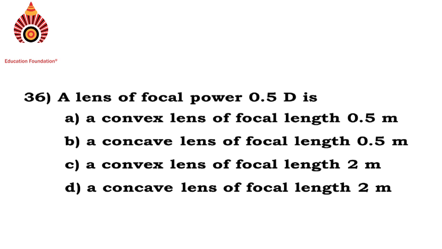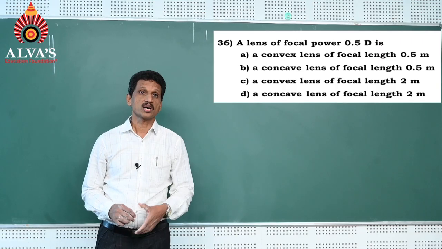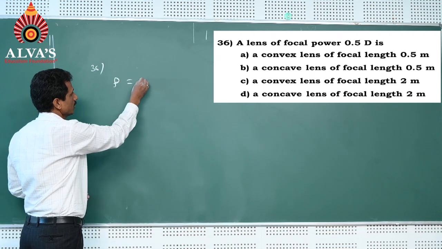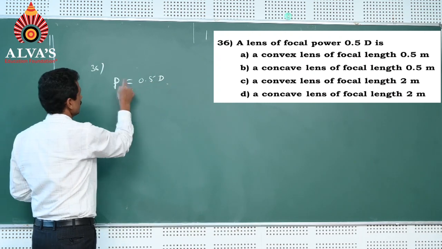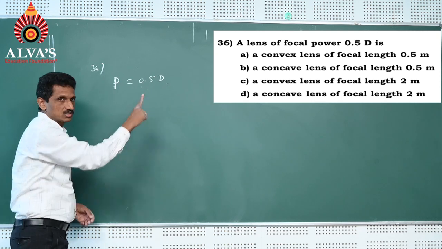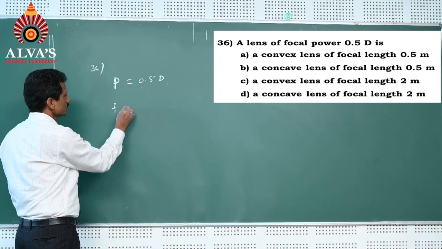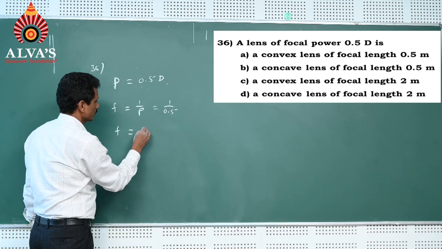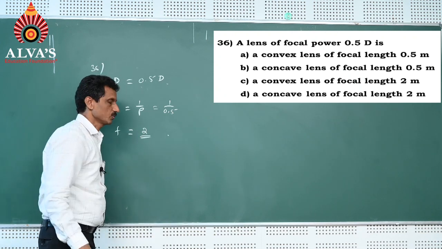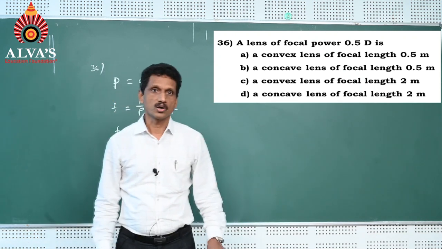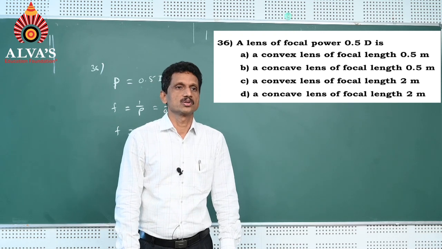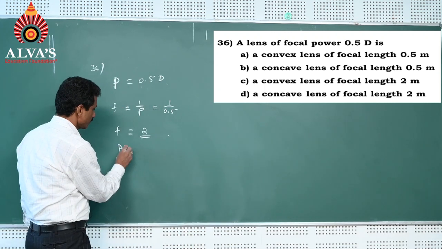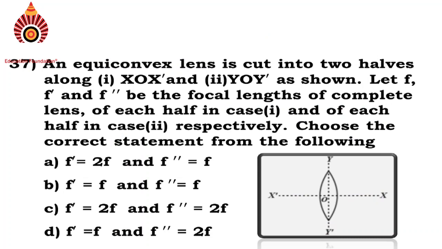Question number 36. A lens of power 0.5 diopter is given. Power is 0.5 diopter, it is positive. Naturally, it is a convex lens or converging lens. To find the focal length, F is equal to 1 by P, that is 1 by 0.5. Therefore, F is equal to 2. Converging lens, convex lens of focal length 2 meter is the correct answer. Therefore, answer is C. Let me go to the next question.